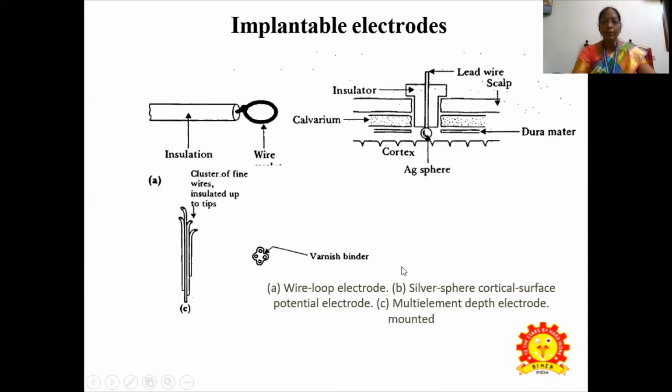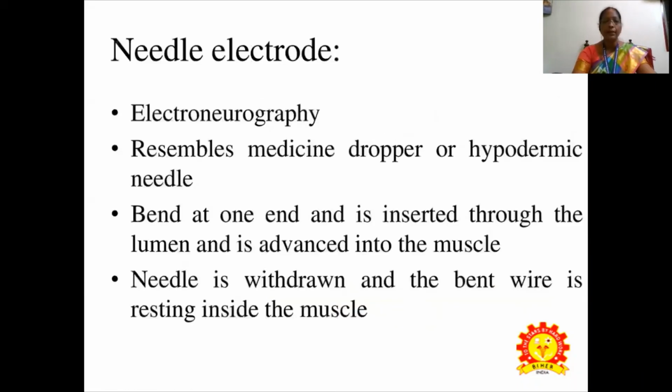This is the wire loop electrode and a silver sphere cortical surface electrode, and the multi-element depth electrode is actually mounted here, as shown in the diagram. It is a multi-element depth electrode actually. These are all the schematic diagrams of different electrodes.